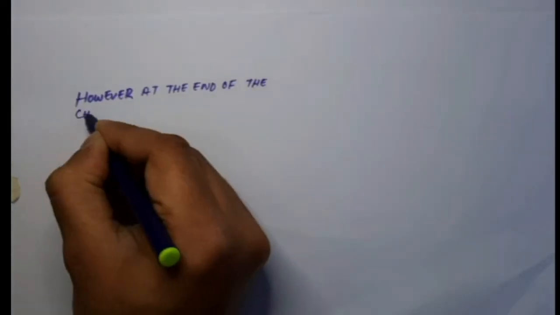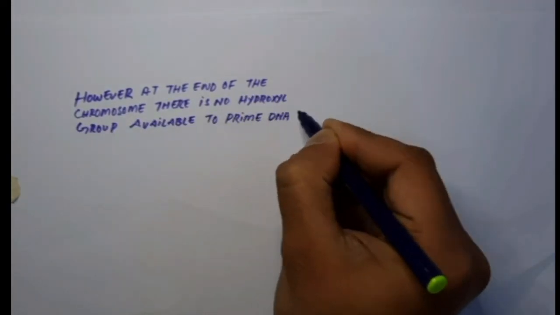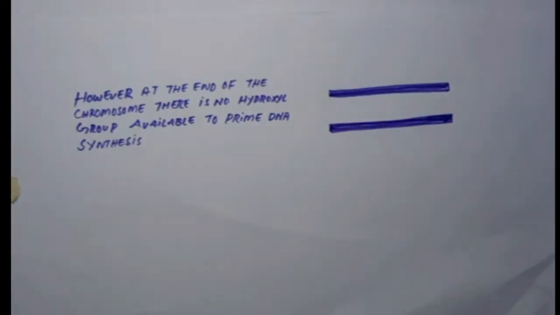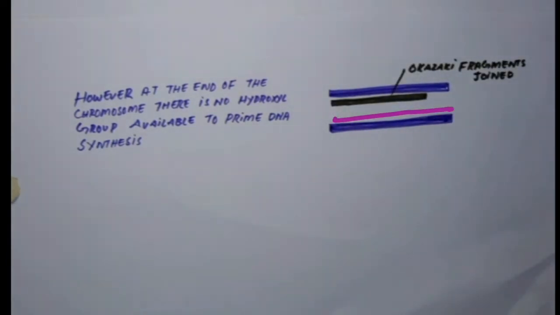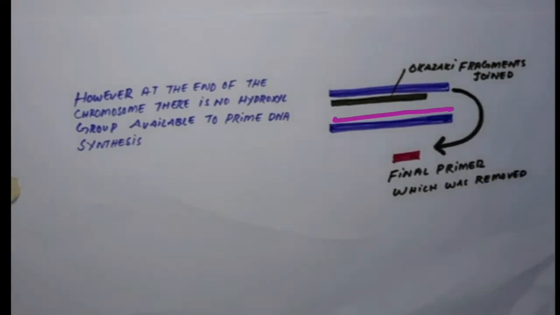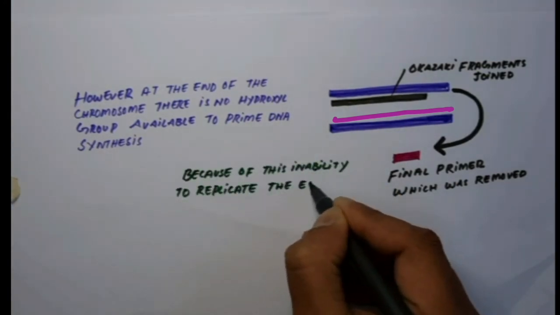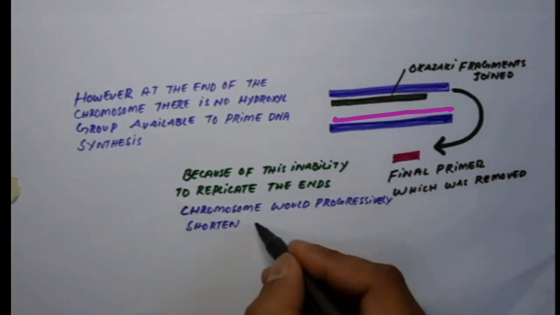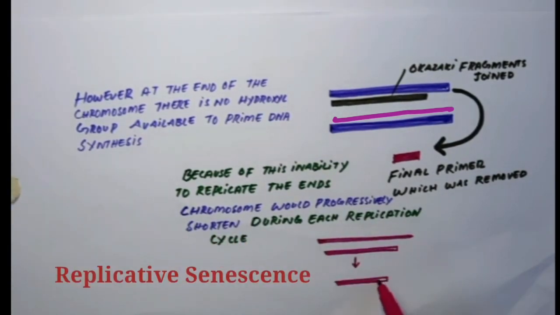However, at the end of the chromosome, there is no hydroxyl group available to prime the DNA synthesis, because the final primer was removed at the end. Because of this inability to replicate, the ends of chromosomes would progressively shorten during each replication cycle and cause the end replication problem, which finally leads to replicative senescence.